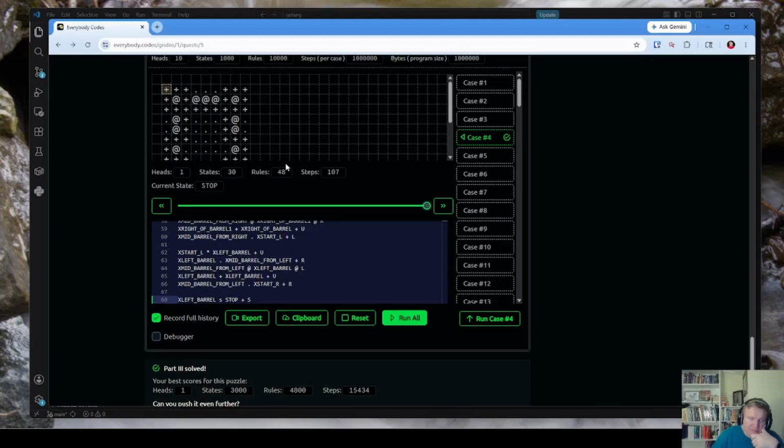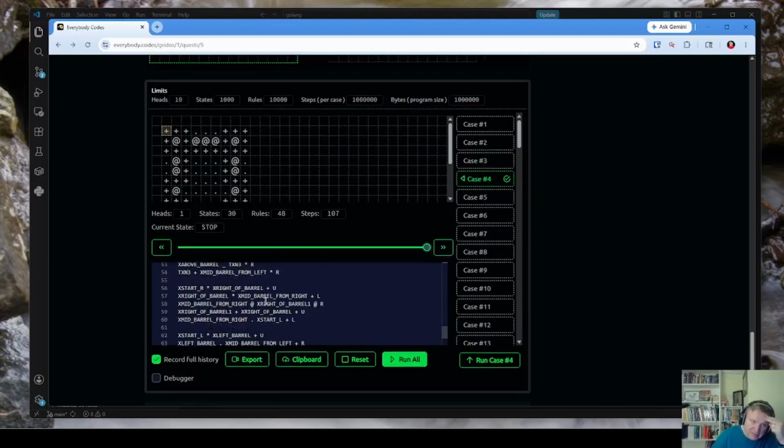Anyway, in order to avoid that, we have to use two different states here for barrel from the right. I don't have great names for that. I just called it barrel from the right 1 and barrel from the right. Yeah. Okay.